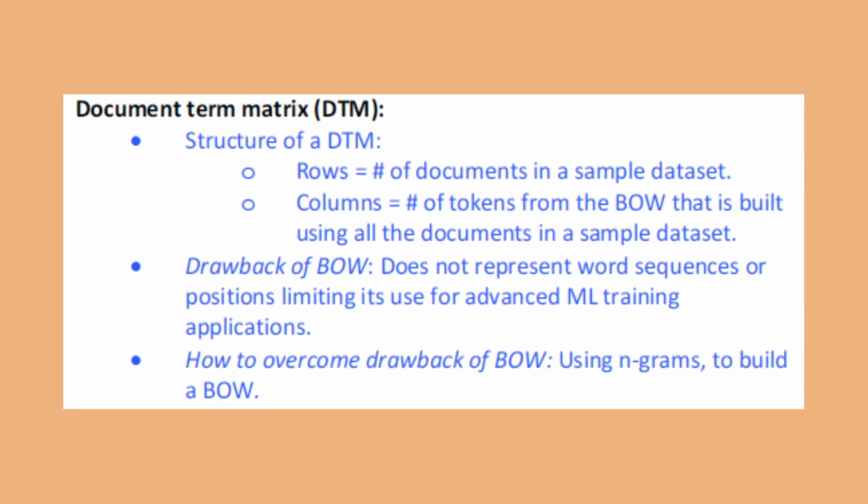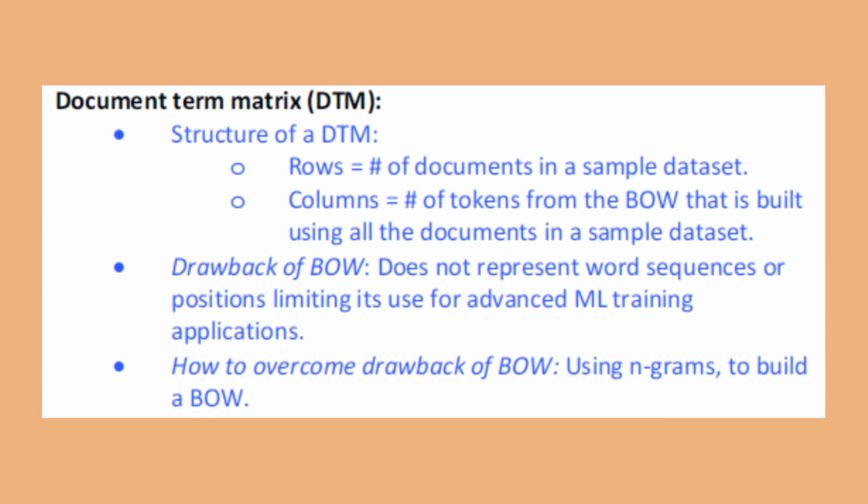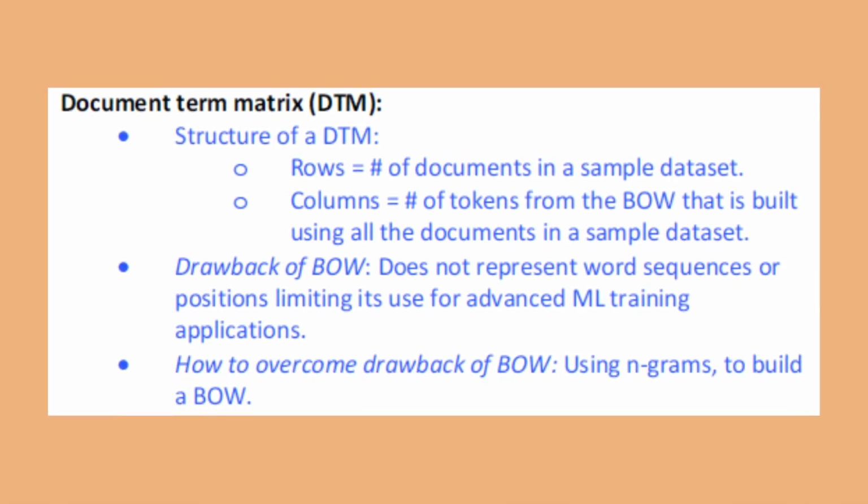Document Term Matrix, DTM. Structure of a DTM: rows equal the number of documents in a sample dataset, and columns equal the number of tokens from the BOW that is built using all the documents in a sample dataset. Drawback of BOW: it does not represent word sequences or positions, limiting its use for advanced ML training applications. How to overcome the drawback of BOW: using n-grams to build a BOW.